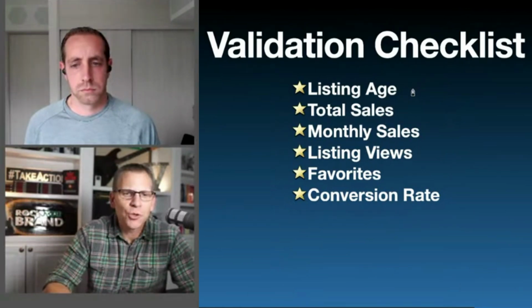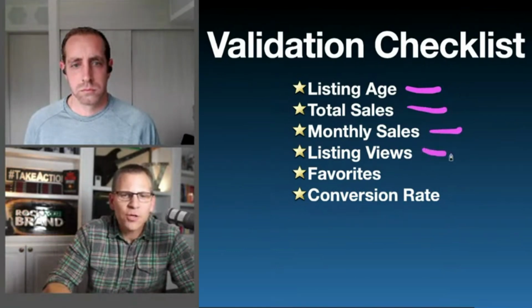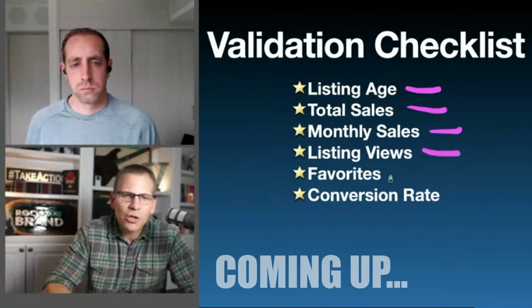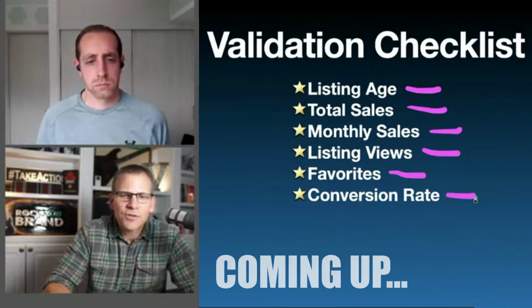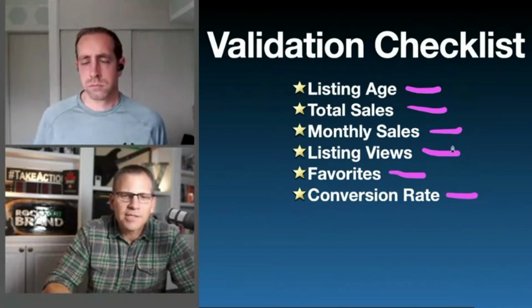We want to be able to look at a listing's age. We want to also look at total sales. We want to also look at monthly sales. We want to look at the listing views if we can. We want to look at how many times that item has been favorited. And then we want to look at how many sales converted from the listing views.